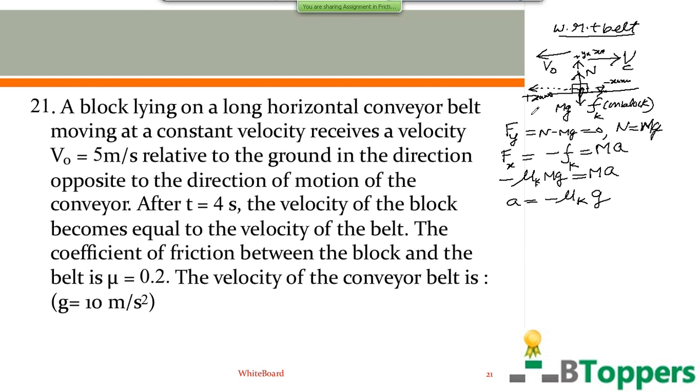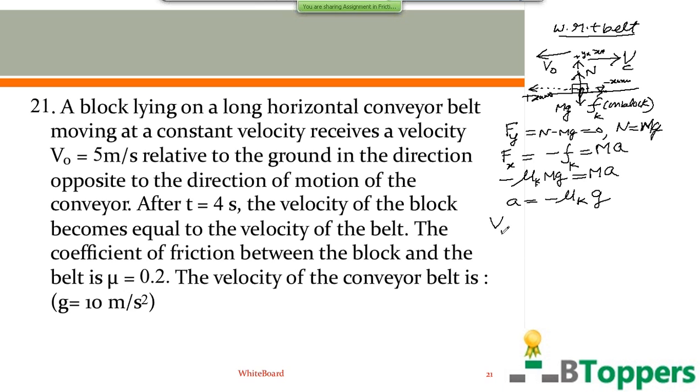I mean with respect to a stationary observer on the ground. Because the conveyor belt is moving with constant velocity, the acceleration of the block relative to the conveyor belt is the same as the acceleration of the block relative to the stationary observer on the ground, because the frame of reference fixed to the conveyor belt can be treated like an inertial frame of reference.